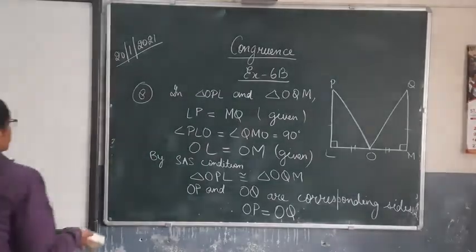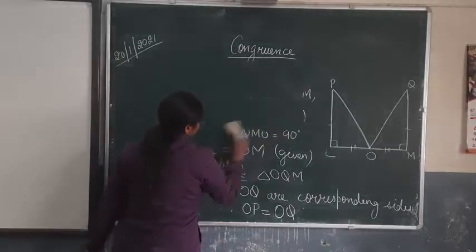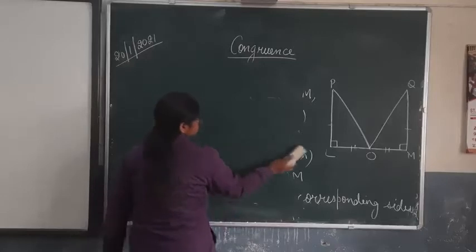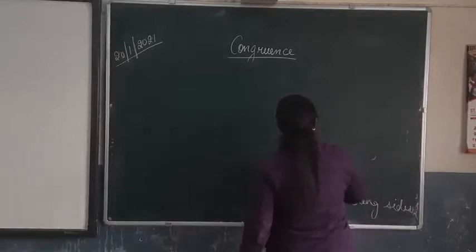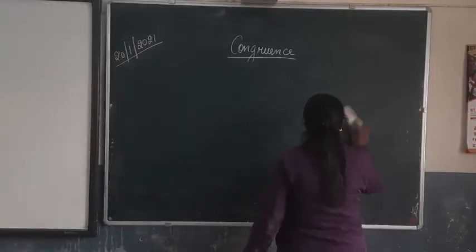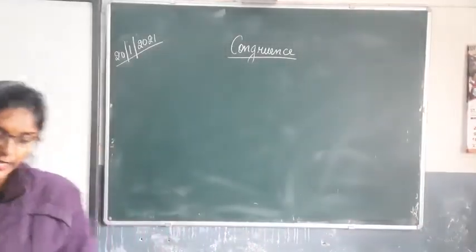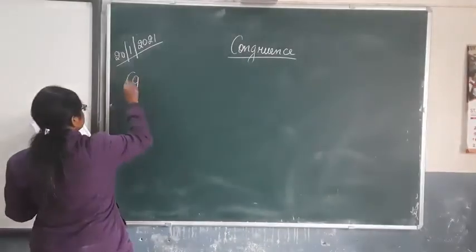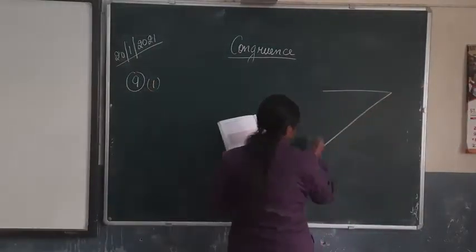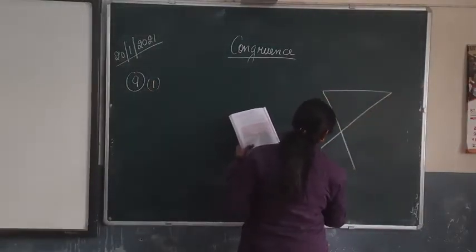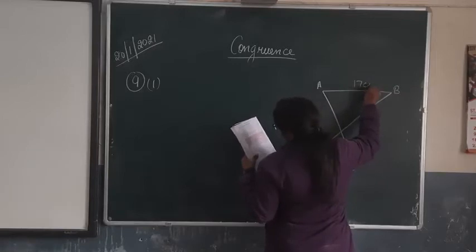Figures. So here some figures are given to us and we have to evaluate. Means we have to find out the value of x and y. So question number 9, first part is AB, this is 17 centimeter.